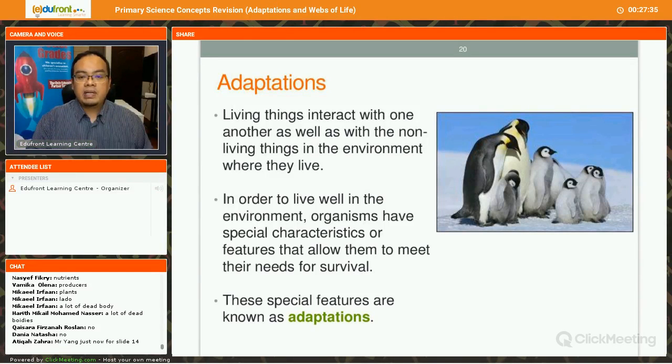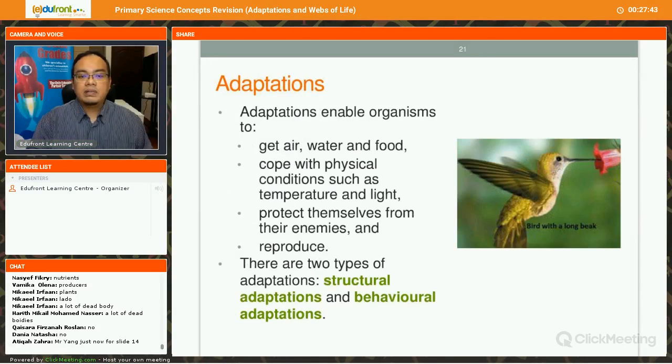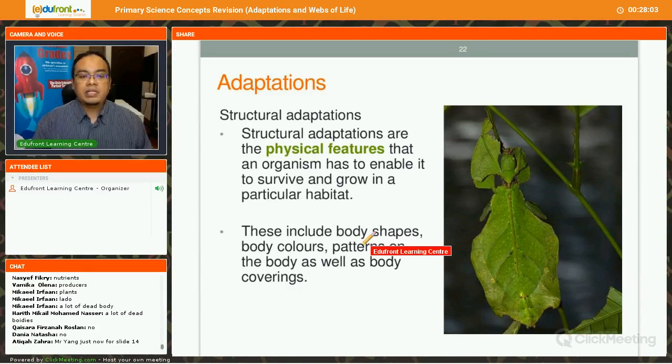Like I mentioned just now, there are two types of adaptations, structural as well as behavioral. Adaptation enables an organism, number one, to get air, food, and water, to cope with physical conditions such as temperature and light, to protect themselves from enemies or predators, and for reproduction. Two types of adaptation: structural and behavioral adaptation.